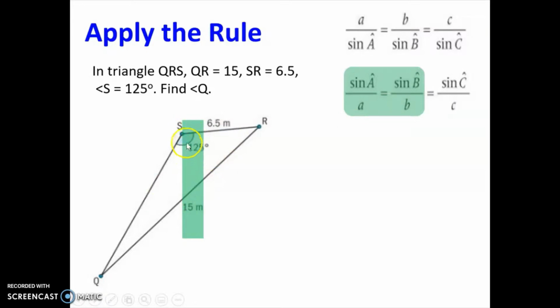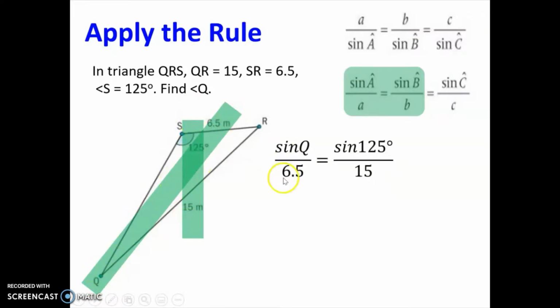We know this angle and the side across from it, and we know this side, and we need that angle across from it. So you write an equation for those two things across from each other. So sine Q over 6.5 equals sine 125 over 15. Now we're solving for sine of Q here. We need Q actually. We can multiply by 6.5 on this side to get rid of it here also.